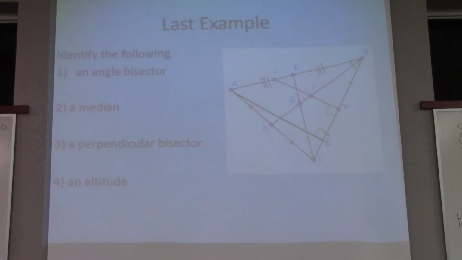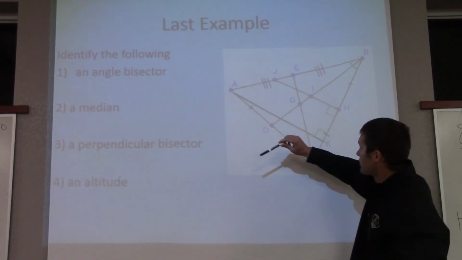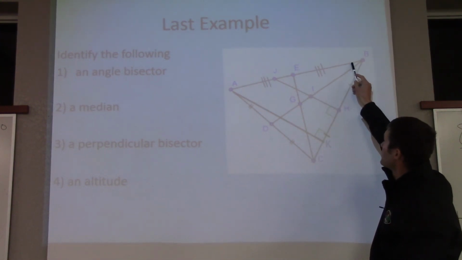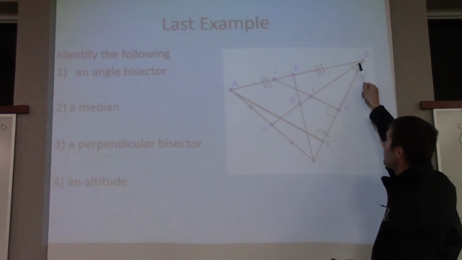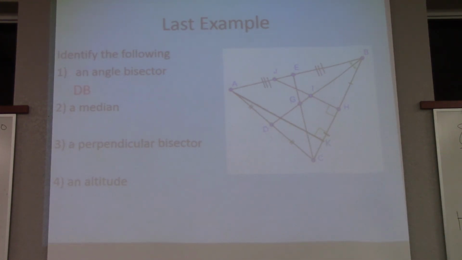Okay, so what we want to do is identify an angle bisector. Angle bisector bisects an angle. So when you look at it, we don't have congruent parts there. We don't have congruent parts there. We do have congruent parts there. So we'd identify our angle bisector, which bisects an angle, would be B to D, or D to B, either way.